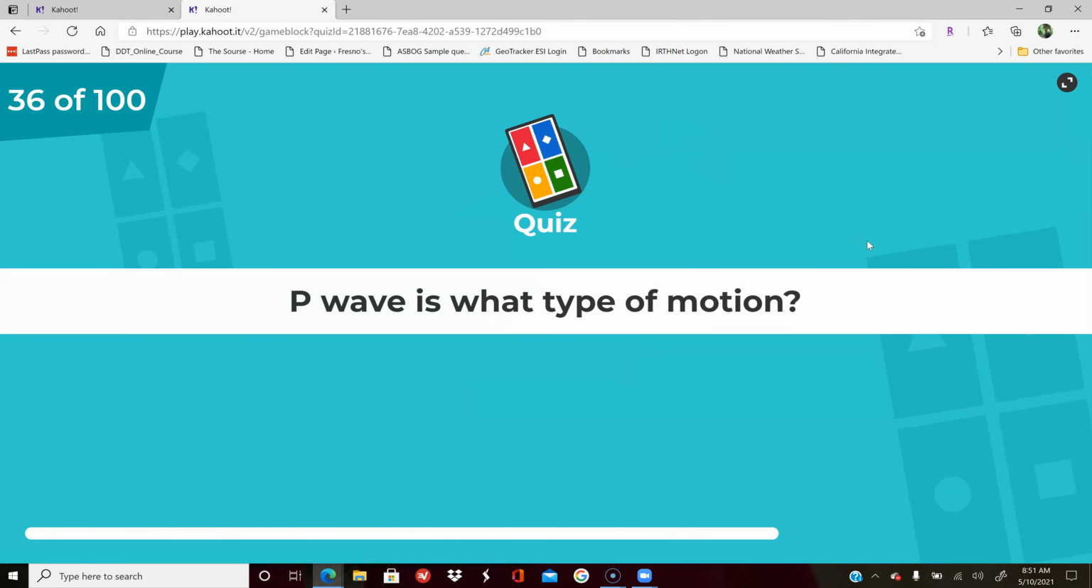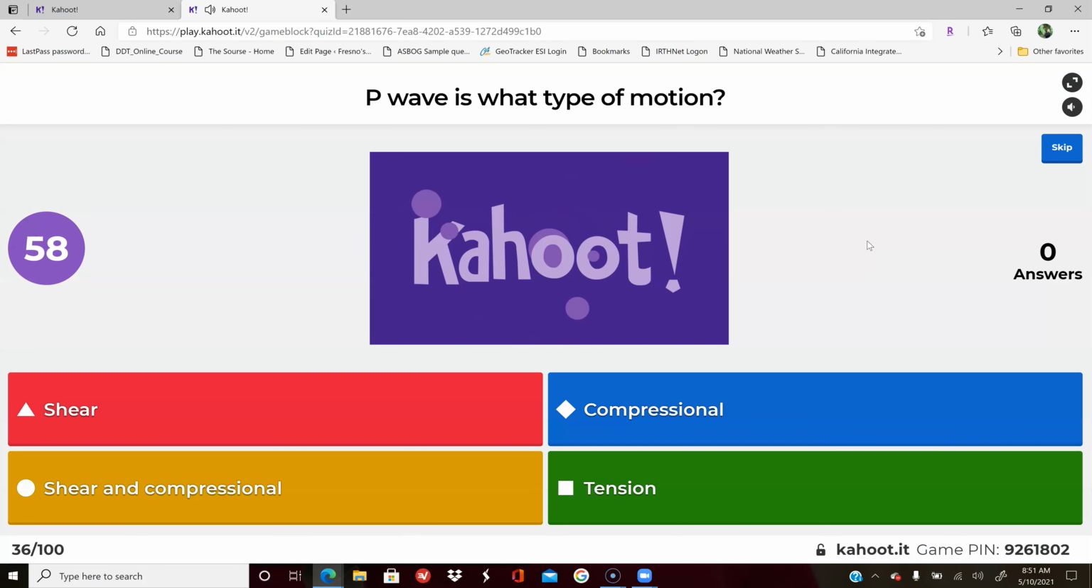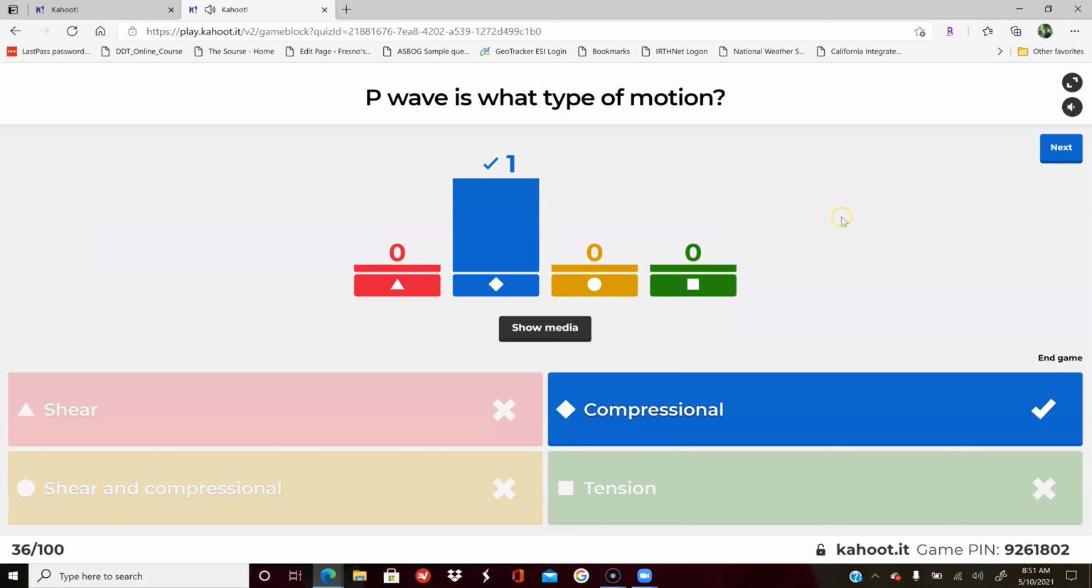P wave is what type of motion? Is it a shear, compressional, shear and compressional, or tension? It's a compressional or a push-pull. Okay, P wave is compression or push-pull, which are basically the same thing. And then an S wave would be shear.